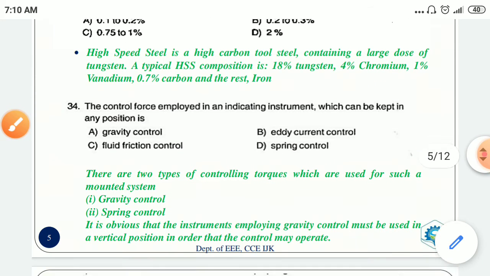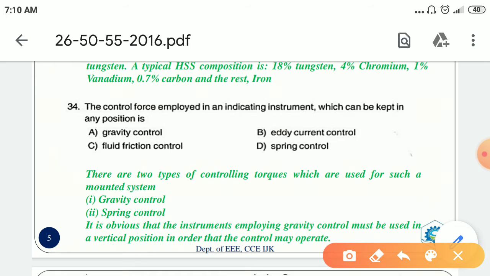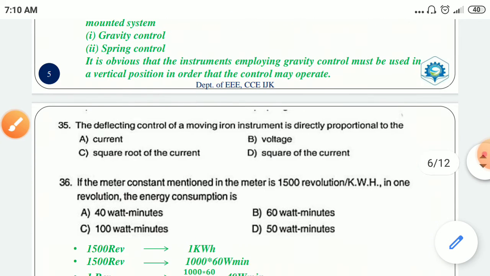Let's move on to the next question, question number 34. The control force employed in indicating instrument which can be kept at any position is. So we know that the important controls which are being used in the instrumentation systems are gravity control and the spring control. And it is obvious that the instruments which are employing the gravity control should always be kept in a vertical position in order to get the proper control. So the answer for question number 34 becomes option D, spring control. Those instruments we can keep in any position so that the control force is employed. So let's move on to the next question, question number 35.